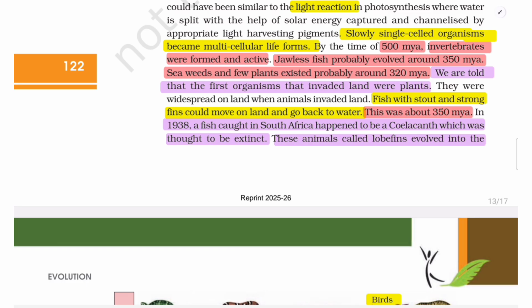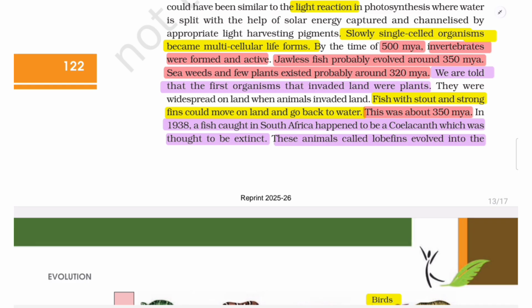Slowly, single celled organisms become multicellular life forms. By the time of 500 million years ago, invertebrates were formed and active. Jawless fish probably evolved around 350 million years ago. Seaweeds and a few plants existed probably around 320 million years ago.